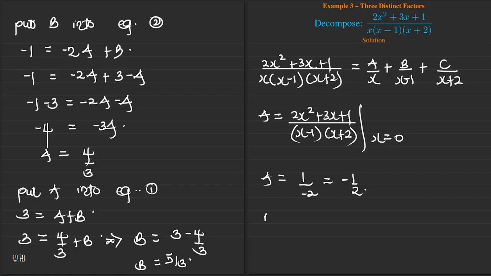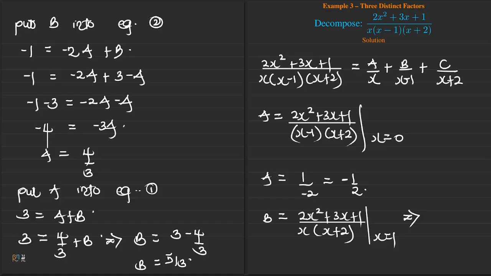Then we now come and evaluate, cover up for b. So our b is the numerator, 2x squared plus 3x plus 1, all over, writing everything excluding b's denominator, which is what we see here. So we have x into bracket x plus 2. And we are evaluating it at the value that makes b's denominator 0, and that is 1. So evaluate it at x equals 1.